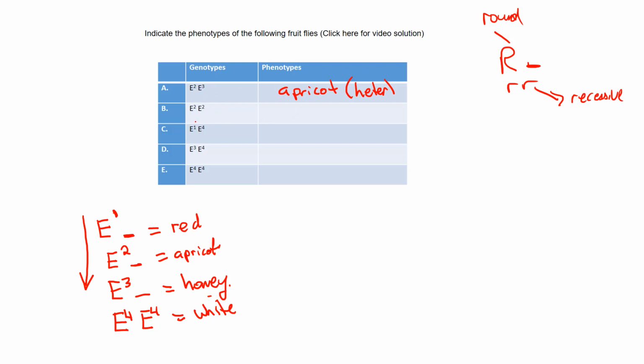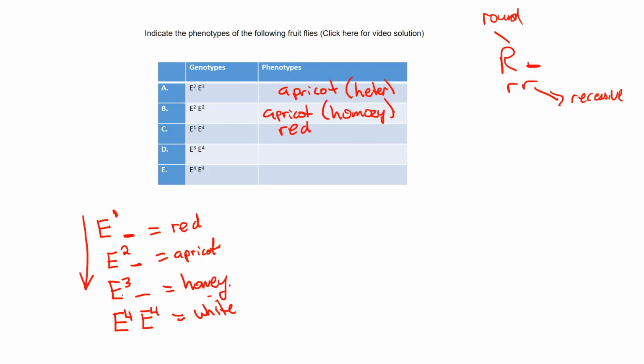E2, E2, again, that is apricot, but that is a pure, homozygous apricot. Now you don't have to put the hetero or homo, but we're just practicing our terms here. E1, E4, take a look at our legend here. As long as there's an E1, it doesn't matter what the other allele is, this is going to be red. And of course, that would be heterozygous.